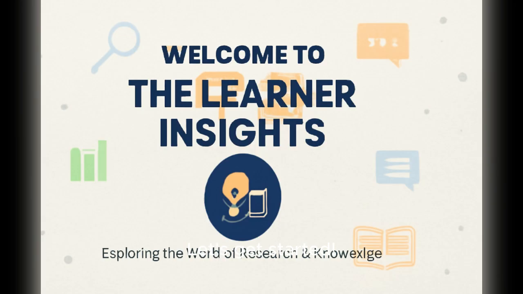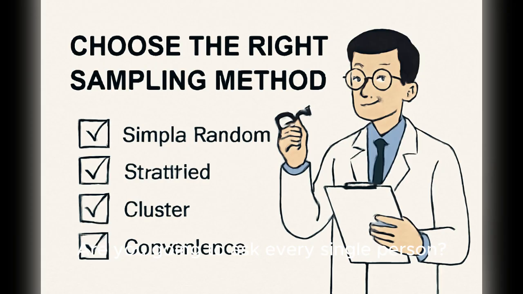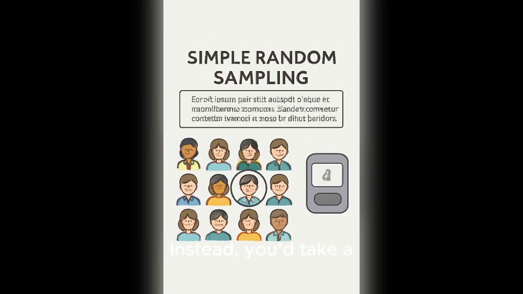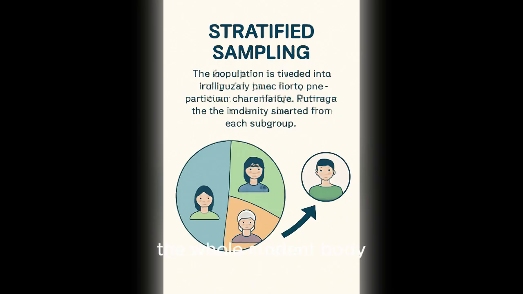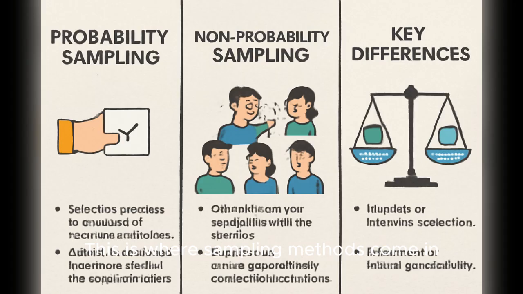Let's get started. Imagine you want to know the favorite pizza topping of every student at your university. Are you going to ask every single person? Probably not, it would take forever. Instead, you take a sample, a smaller group that represents the whole student body. The big question is, how do you pick that group? This is where sampling methods come in, and they're split into two main families, probability sampling and non-probability sampling.